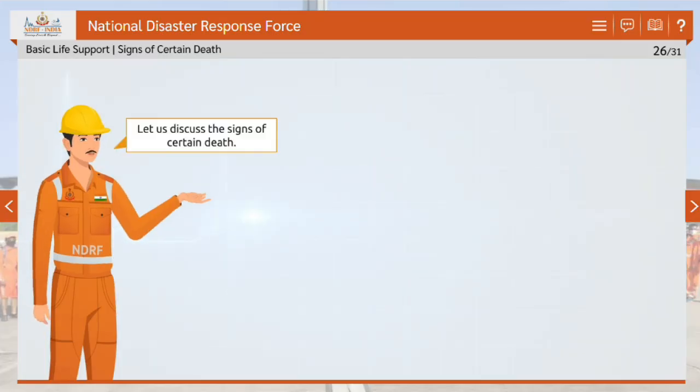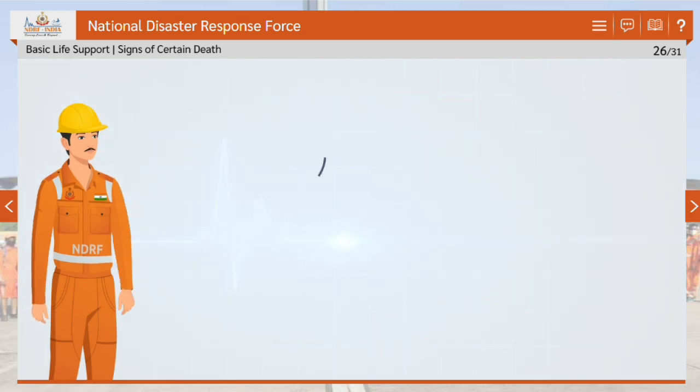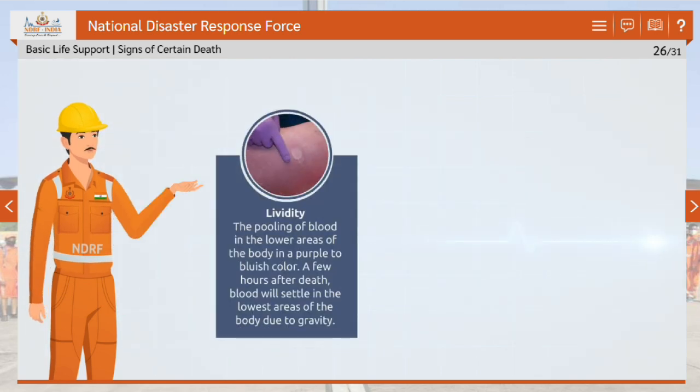Let us discuss the signs of certain death. Three major signs are lividity, rigor mortis, and decomposition. Let us discuss these in detail. Lividity is the pooling of blood in the lower areas of the body. It shows as a purple to bluish color. A few hours after death, blood will settle in the lowest areas of the body due to gravity.